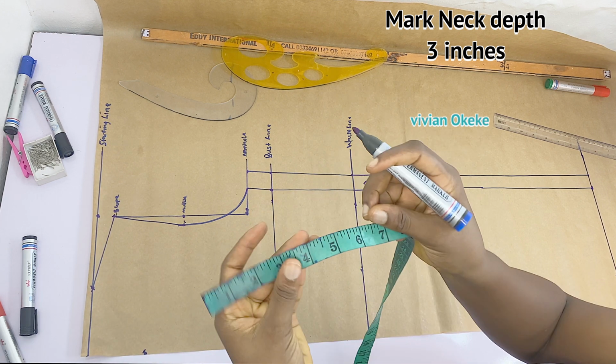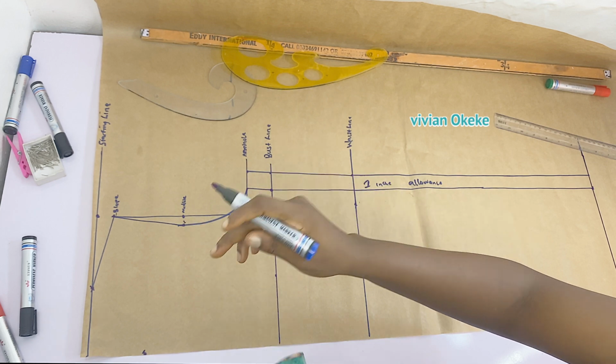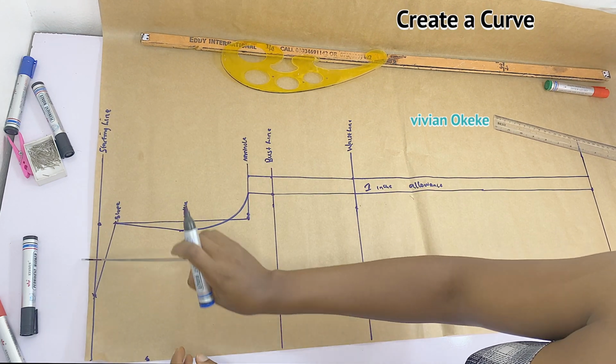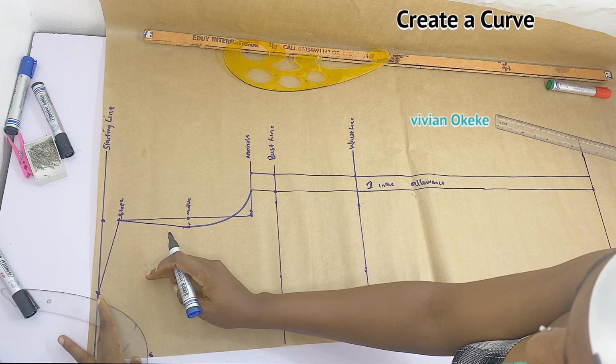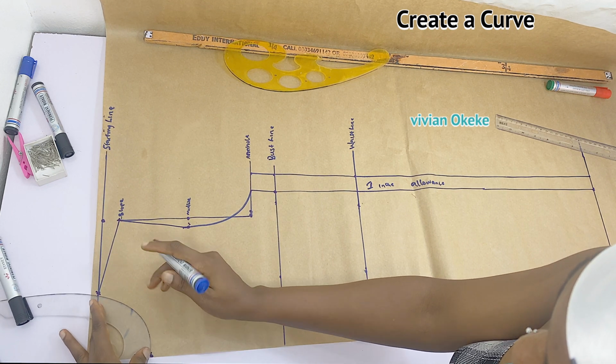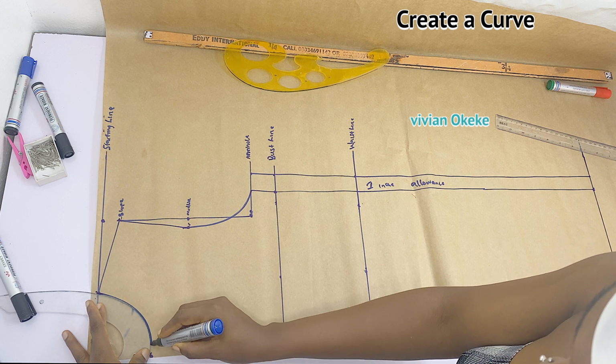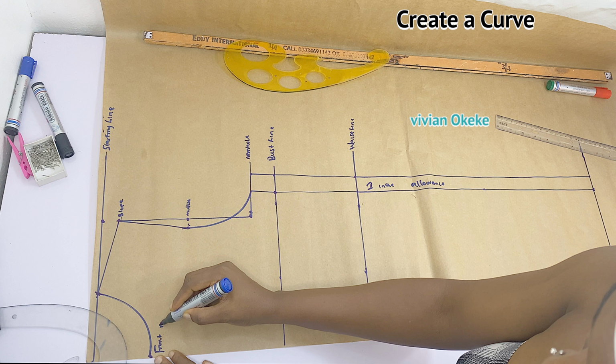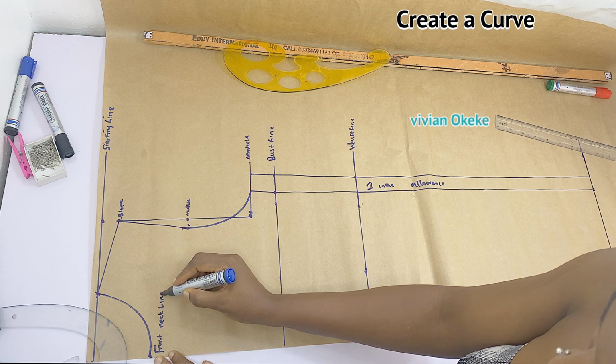Now remember that this is the front pattern that I am creating. And once I'm done with the front pattern, I'll use it to get my back pattern. But yeah, this is the front, and the neck depth for the front for me is 3 inches, okay? Now remember, what we're trying to create does not have a deep neck. That is why I'm using 3 inches.